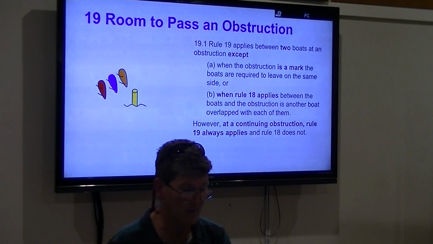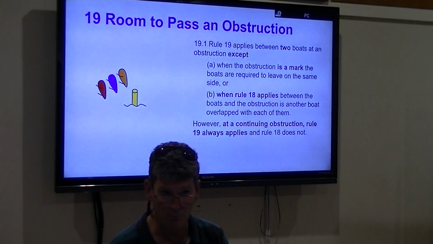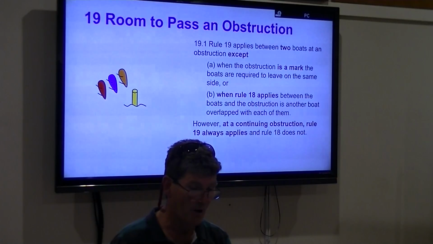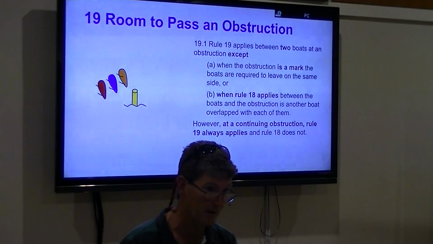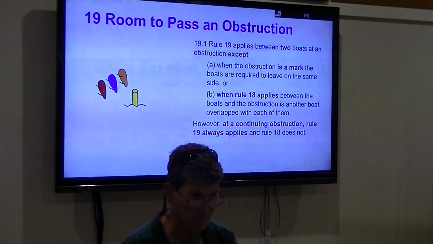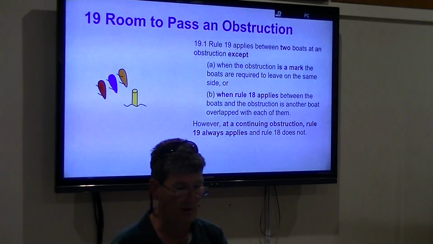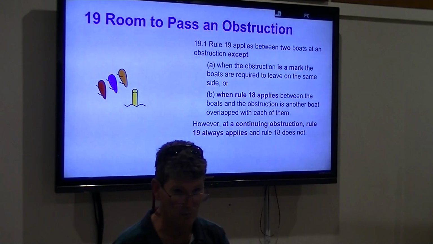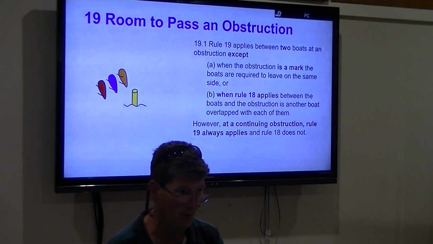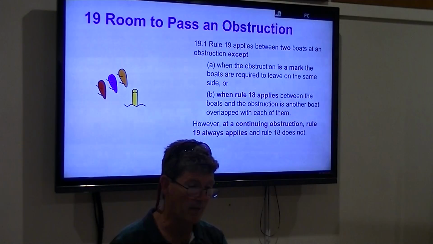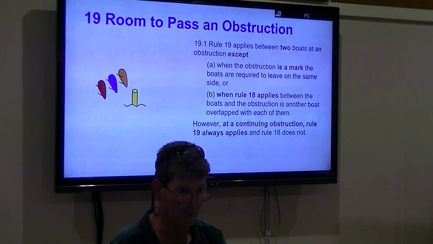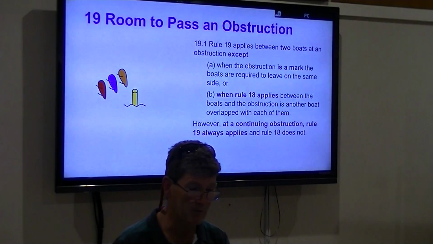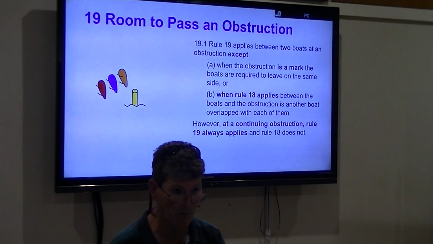blue was obliged to give orange room under the mark room rule. But orange was obliged to give blue room between her and red because red was an obstruction. And we will see later on in 19.2 that when you're passing an obstruction you must give an overlapped boat room. So if red was squeezing them up, orange was in a dilemma. Should I hit the mark or should I hit blue? And blue was in a dilemma. Should I hit red or should I hit orange?